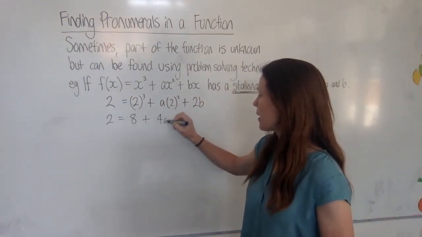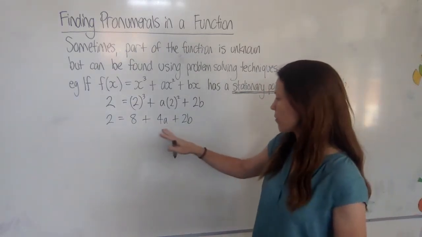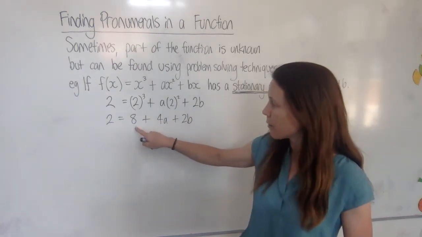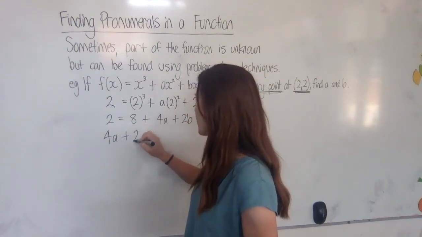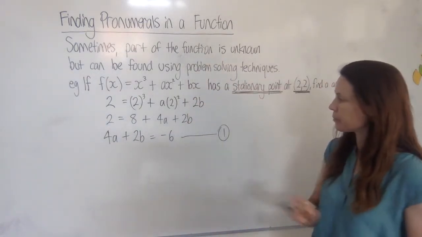Here we've got 4a and 2b, and now make the equation as simple as you can. I've got 4a plus 2b. If I subtract 8 from both sides, I'll have negative 6 over here. So I'm going to write my equation nice and simply, so that's easy to work with. I'll call that equation 1.